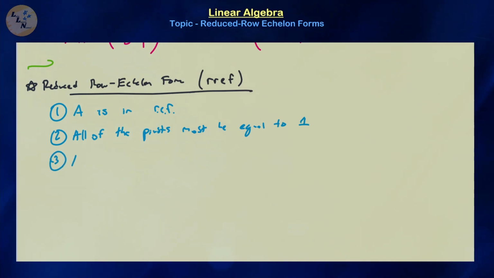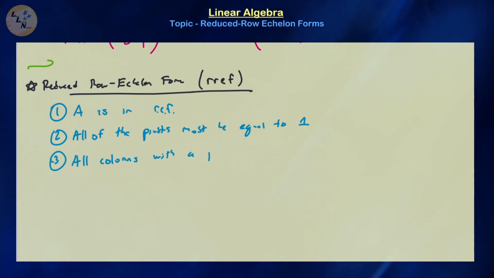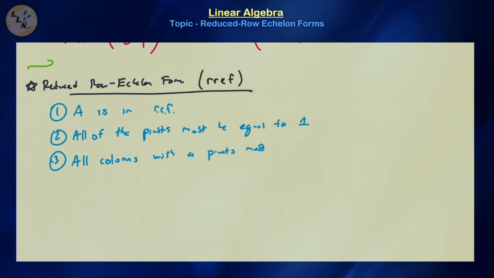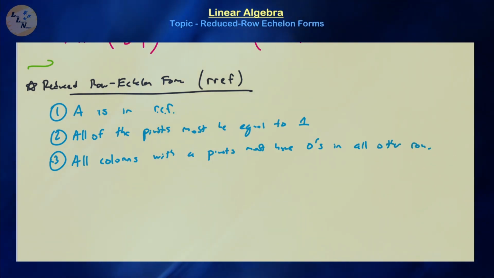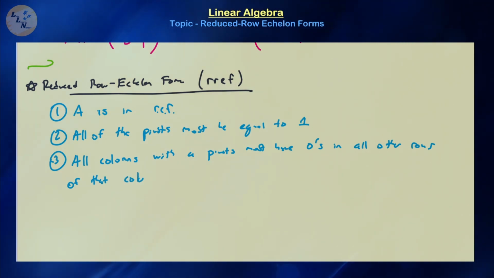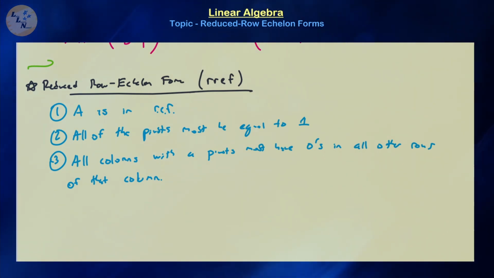And 3, all columns with a pivot must have zeros in all other rows of that column. So if you have a 1 in a row, there must be zeros above it and also below it.